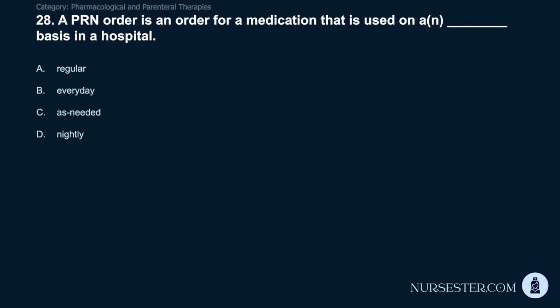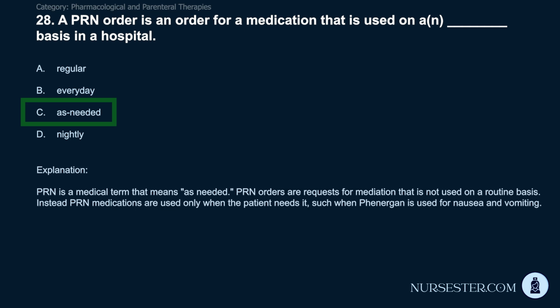28. A PRN order is an order for a medication that is used on a blank basis in a hospital. A. Regular. B. Every day. C. As needed. D. Nightly. Correct answer, C. As needed. PRN is a medical term that means as needed. PRN orders are requests for medication that is not used on a routine basis. Instead, PRN medications are used only when the patient needs it, such as when Phenergan is used for nausea and vomiting.